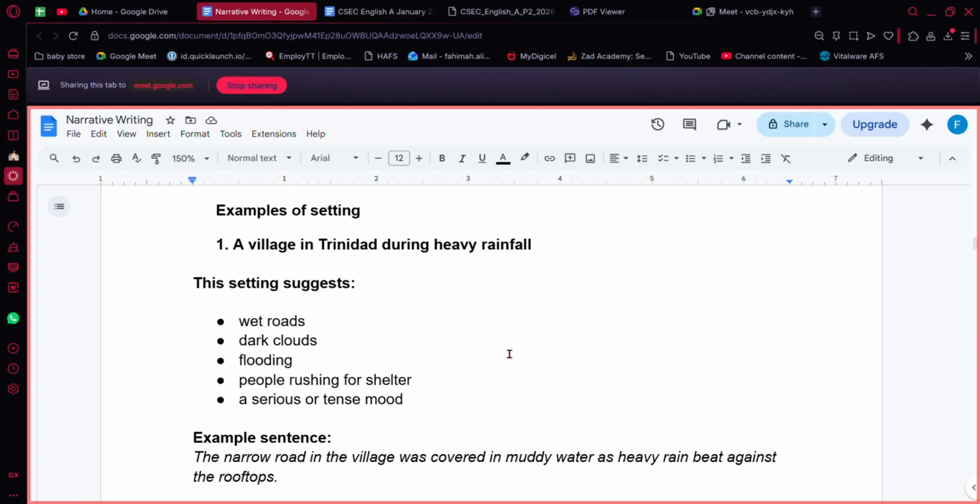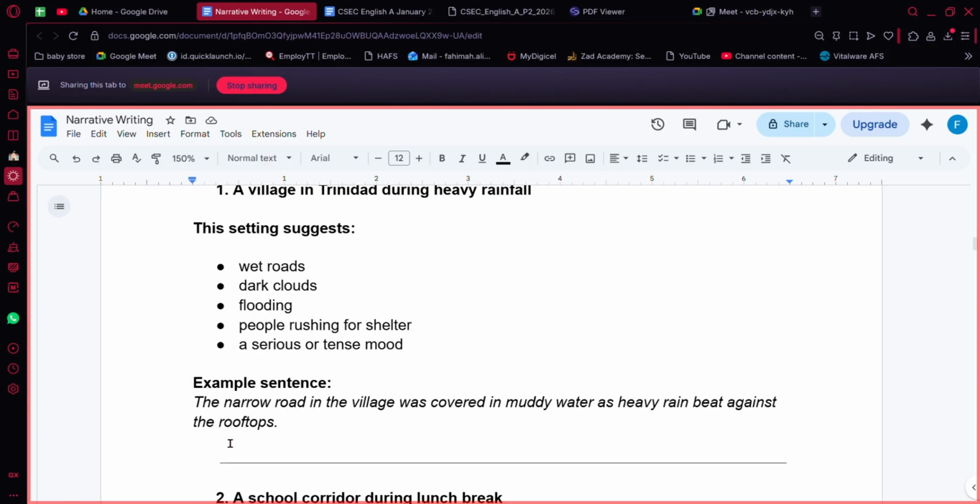So an example sentence would be, the narrow road in the village was covered in muddy water as heavy rain beat against the rooftops. So when you use descriptive words like muddy water, we didn't just say it was covered in water. We said it was covered in muddy water. So now your reader could visualize what color the muddy water is. I could now see that the water is brown. Before, when you just said the road was covered in water, it might just be clear, clean water. But now that we know it's muddy water, we could see that.